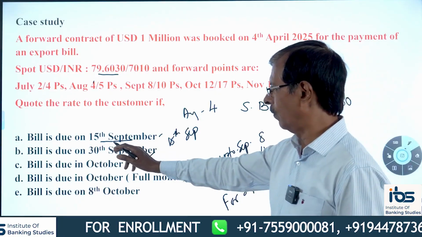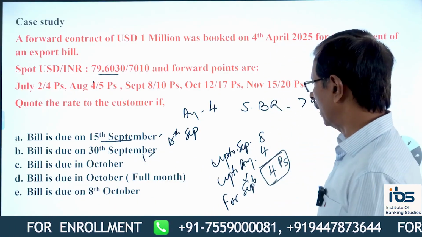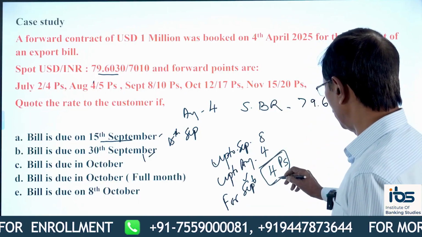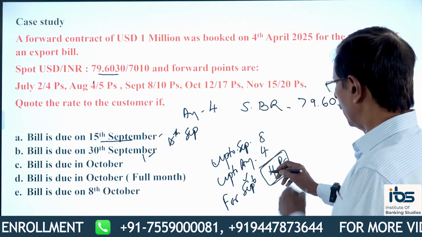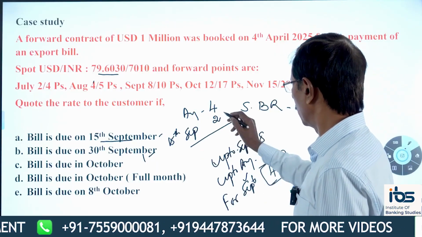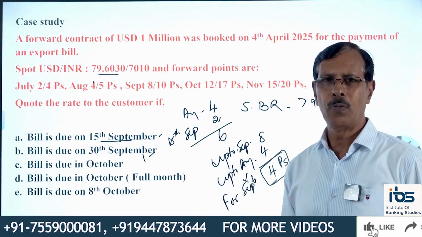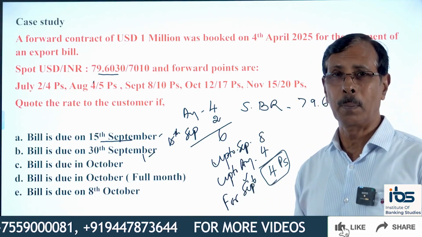Customer is eligible for 15 days in September, means half of the month. So what is half of the month? It is full month 4 paise, so it is 2 paise. Half of month 2 paise. So you added 6 paise. Therefore, the customer is eligible for a premium of 6 paise.